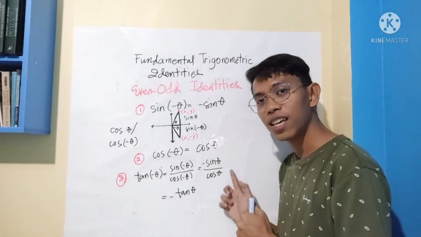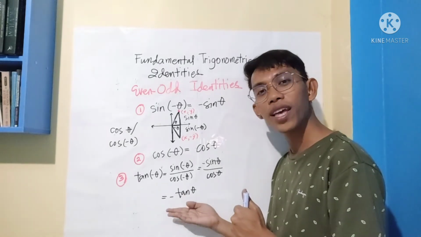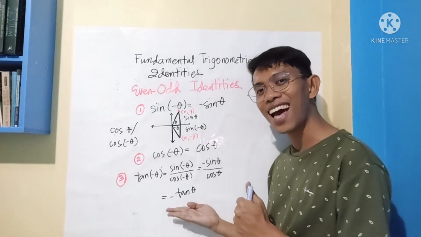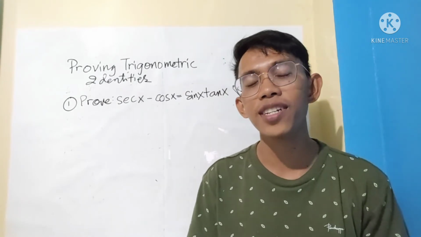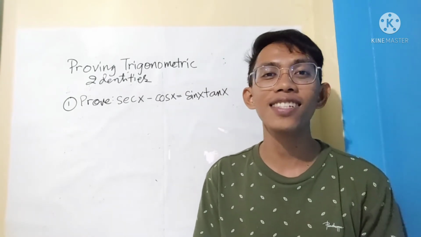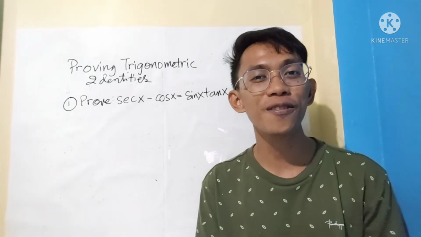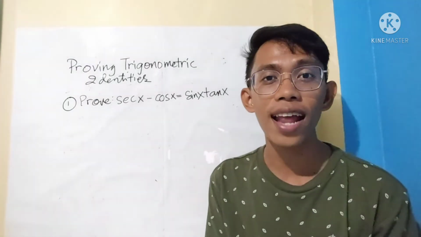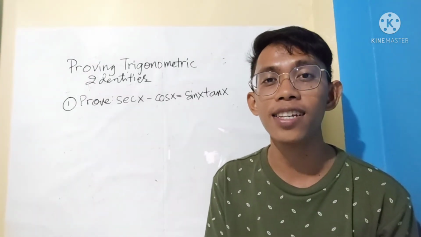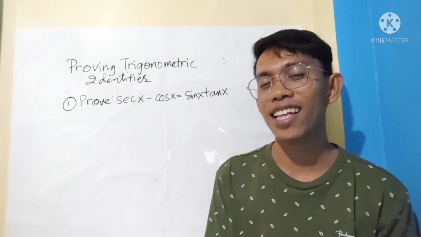So, we have this quotient. And if we simplify that, that is equal to negative tangent theta. Now that we already know the different fundamental trigonometric identities, gagamitin na natin sila to prove some other identities. And for our first item, we want to prove that the secant of an angle minus its cosine is equal to the product of its sine and its tangent.